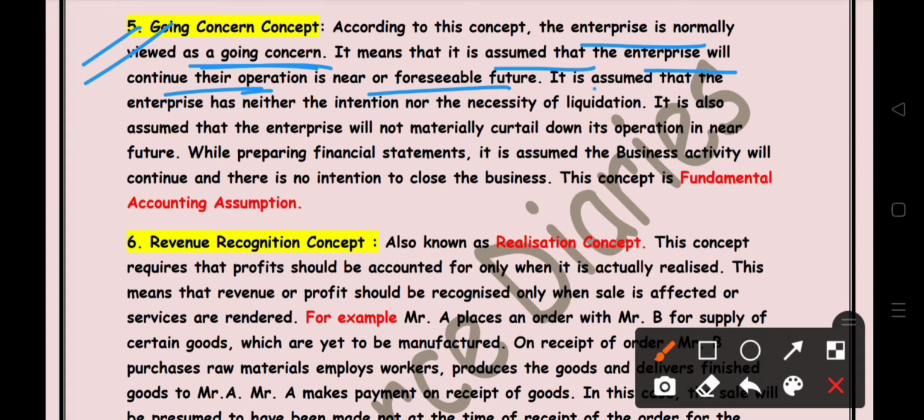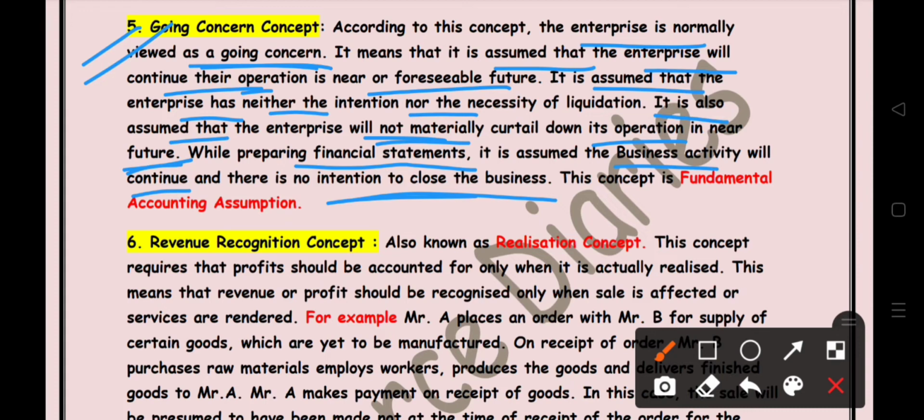It is assumed that the enterprise has neither the intention nor the necessity of liquidation. That means we will not assume initially that we will liquidate our assets in the near future. It is also assumed that the enterprise will not materially curtail its operation in the near future. While preparing the financial statements, it is assumed that the business activity will continue and there is no intention to close our business.